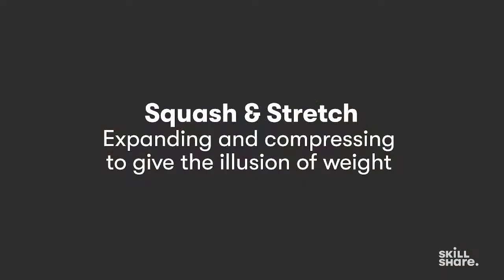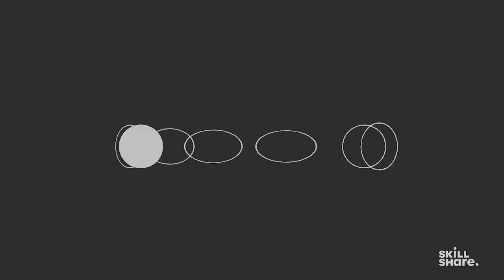The first one is squash and stretch. Squash and stretch gives the illusion of weight and volume as something moves. This is done by slightly expanding and compressing forms. This principle is arguably the most important because it really gives a clear sense of gravity as a character moves.